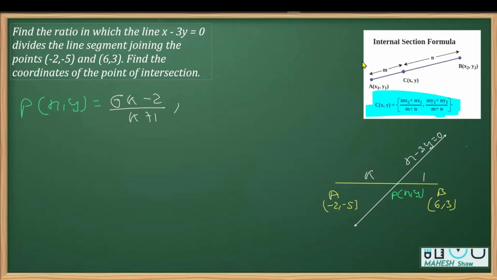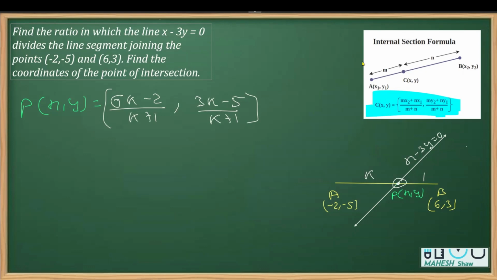Similarly, we can get its y coordinate as well. This is M1 y2, that is 3k, plus M2 y1 as minus 5, so plus minus is minus, divided by k plus 1. Now what you can figure out from here is that this point P also lies on this line, represented by this equation. So the point P will satisfy this equation.